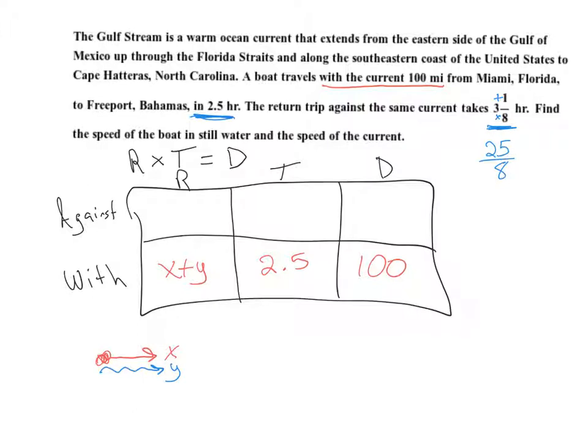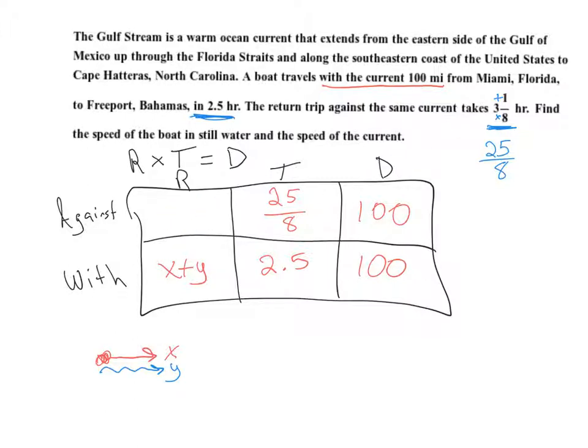All right, so now the return trip, while we're traveling back home, the distance has to be the same. So let's go ahead and fill that in. The distance must be the same. We're still traveling 100 miles. This time, the total time it takes is 3 1/8, which we converted to 25/8. So let's write that right here, 25/8.